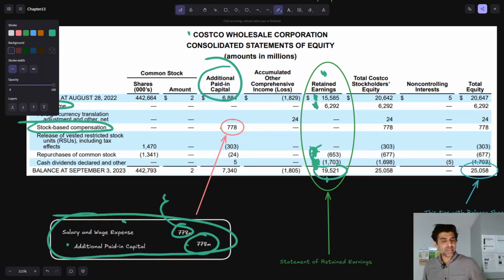So that's why this is an increase in additional paid-in capital, because the employee is contributing their labor. Just like an investor is contributing cash, which has a value, the workers are contributing their labor and they're getting compensated in stock for that. Okay.